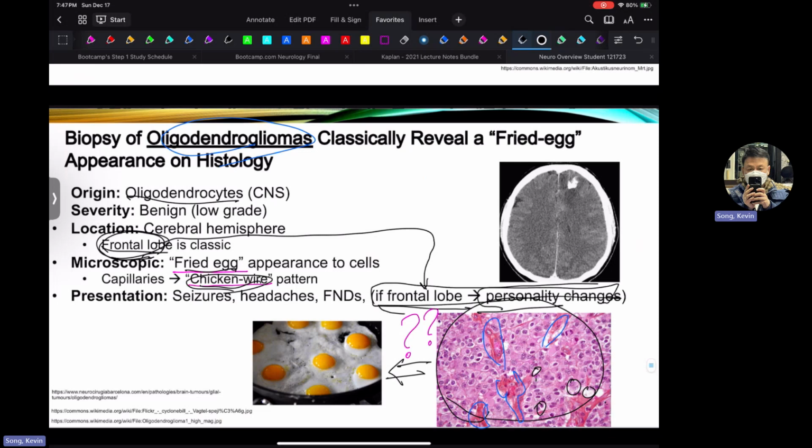Frontal lobe, personality changes. So do you know frontotemporal dementia? This is one of the manifestations. If it happens, this can cause frontotemporal dementia. That's one of the common causes of frontotemporal dementia. Okay, so you need to know that. All right.